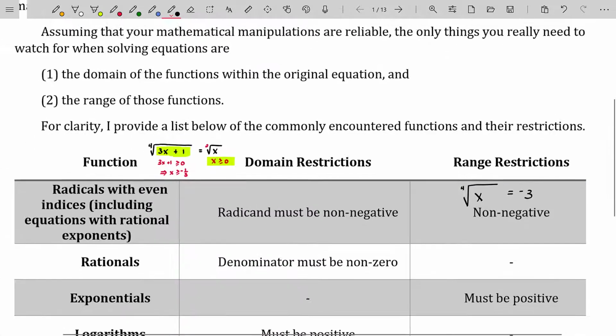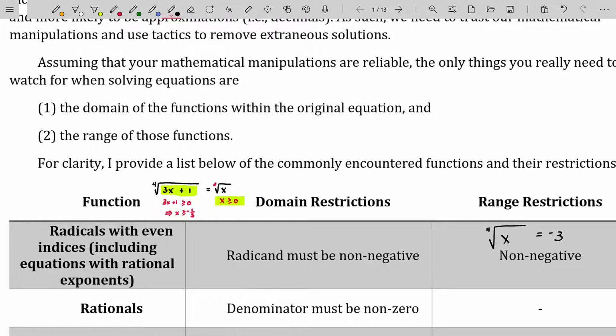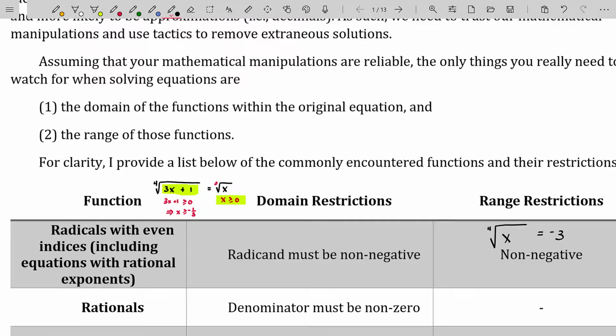Now let's talk about rationals. There are no real range restrictions. Well, that's sort of not true. There technically are range restrictions with rationals. However, that's not really a major focus or a major concern, but there are domain restrictions with rationals.